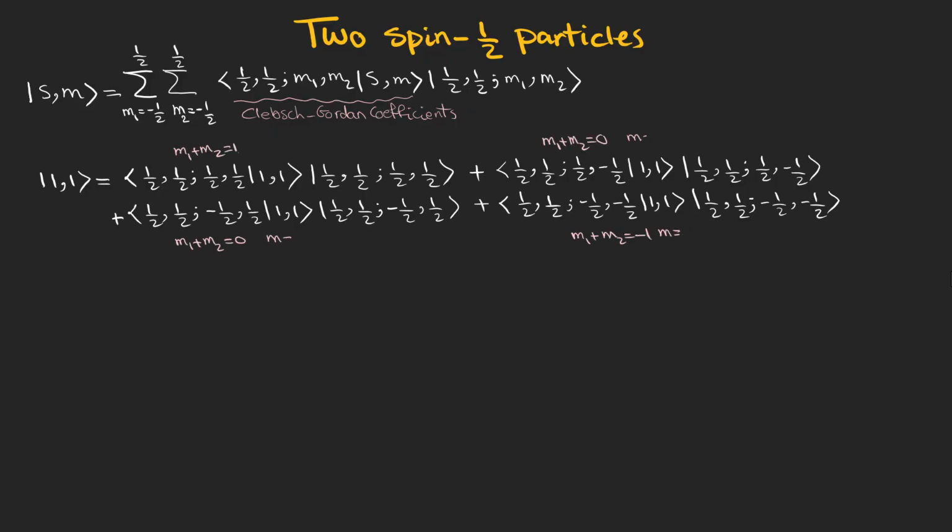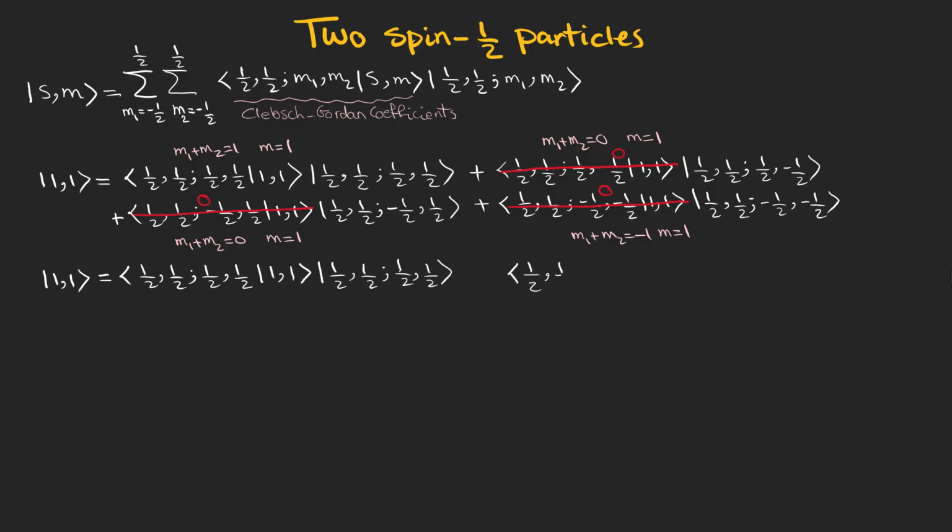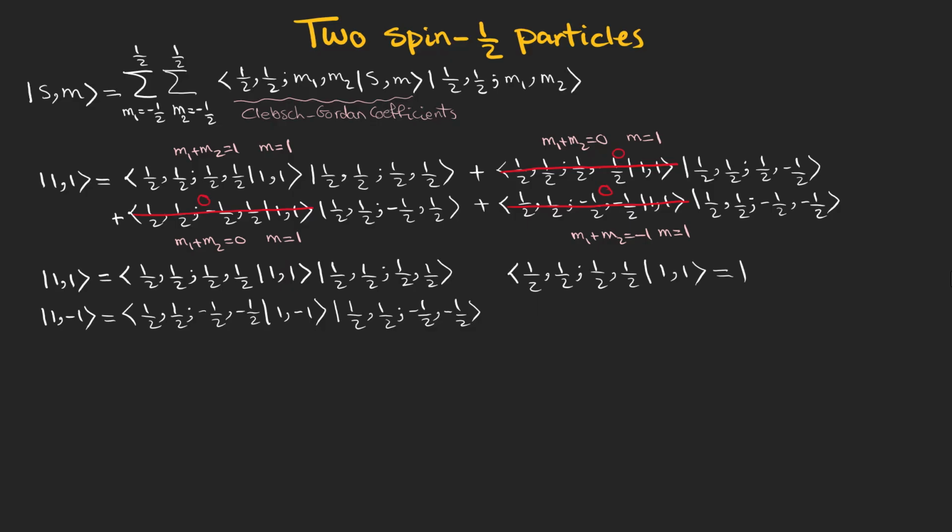But three of the terms are 0 because for each of them m is not equal to m1 plus m2. So this is the only non-zero element. These two states are both normalized, so the coefficient must be 1. With the same logic, we can write this coupled state based on just one uncoupled state, and we get another coefficient to be 1 and three other elements of our unitary matrix to be 0.